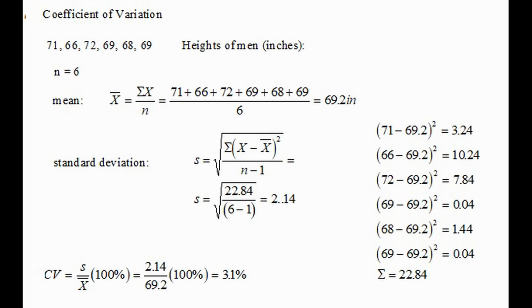Next, we take the standard deviation and divide by x-bar and multiply times 100%. The idea is we have calculated with the coefficient of variation how far the standard deviation is from x-bar.